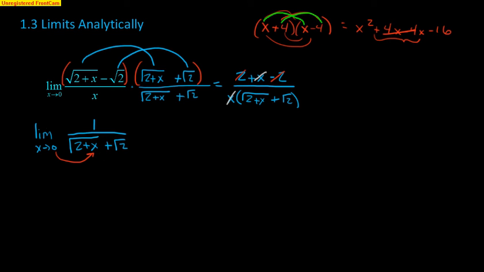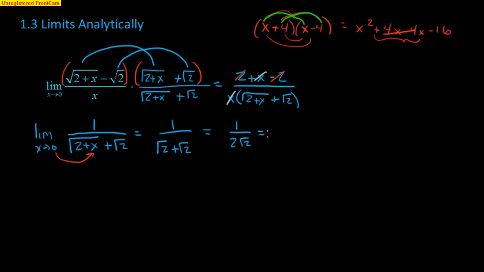We can plug in 0 right here, and you will see that we'll have 1 over radical 2 plus radical 2, and you can see we have how many radical 2's? We have 2 of them. 1 over 2 radical 2. And as you know, this is a perfectly good answer.